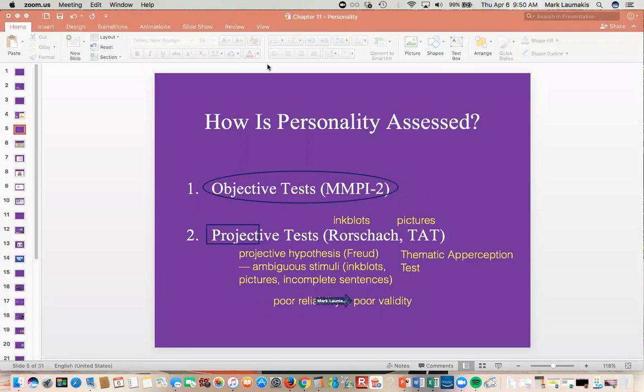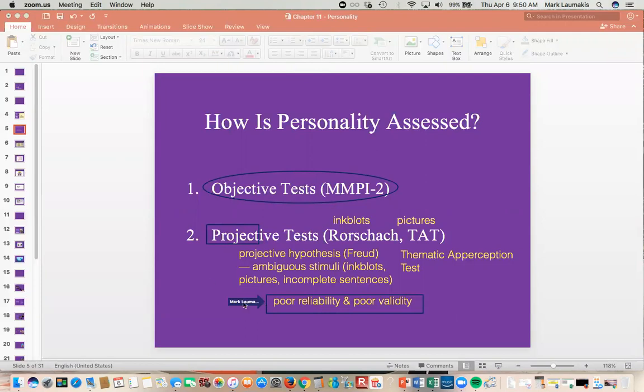And again, I would majorly focus in on the poor reliability and poor validity, because that's not just some minor thing like, oh, they're not really good in that regard. Without good reliability and good validity, there's really not much value in doing the assessment that you're doing.